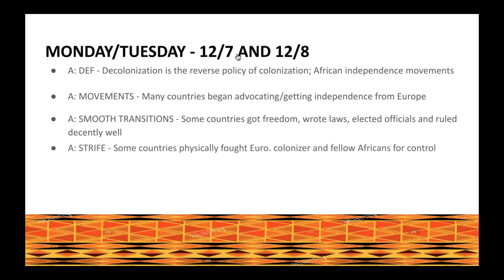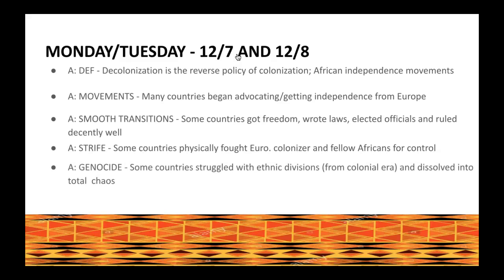In other countries, strife and war and turmoil was essentially their story. Some countries physically fought both European colonizers and fellow Africans for control, even after they won independence. Control is a really important thing, and so too is power. So I think that's what added to the essence of civil discord in some of these countries.